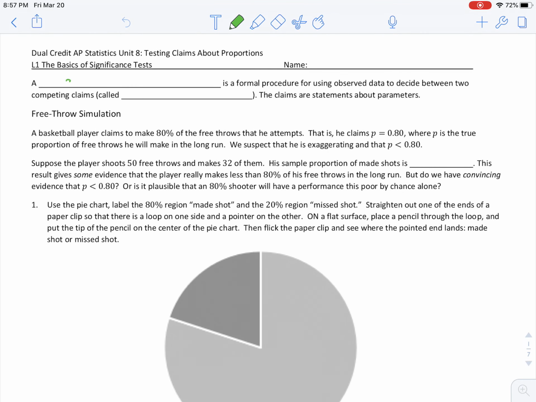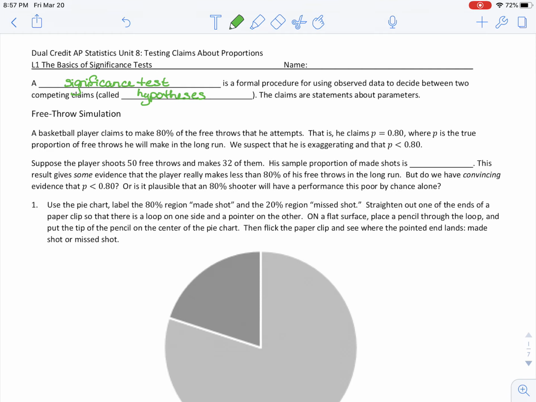So what we are talking about is called a significance test. It's just a formal procedure that we're going to go through for using observed sample data to decide between two competing claims. These are called hypotheses, which function slightly differently than a scientific hypothesis. They're claims about the parameter, so the population value that somebody's saying that it is.